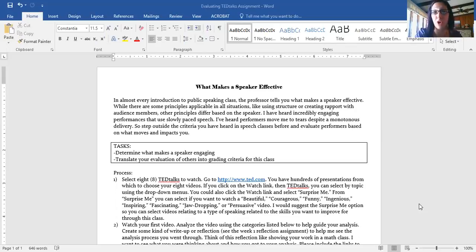Is it their flow? Is it their eye contact? Does it matter if they're chewing gum? These are some of the things that I think we jump to when we're looking at, is someone an effective speaker? But I think there's more to it than that. So I want you to evaluate lots of speakers and think about what makes someone effective to you. What is impactful to you? This is what we're going to be using to create the rubric for this class.